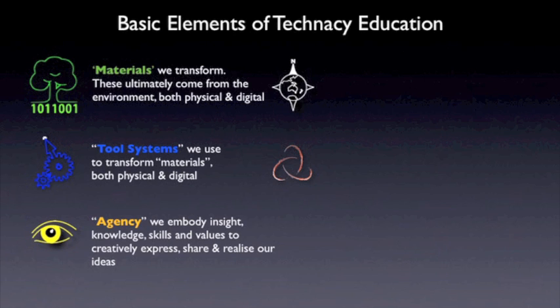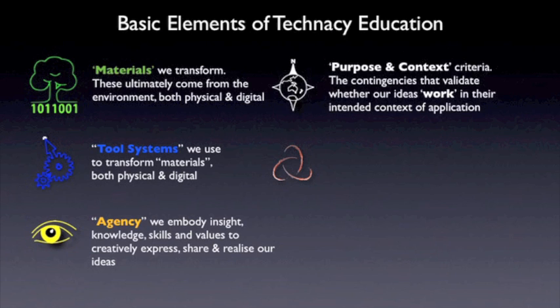And in this sense, you still need something called an agency. And since we are talking about human technological activity, it's the human agency we'll refer to for the rest of this Technacy and Innovation chart. And humans are embodied with insight, knowledge, skills, values, much of it socially defined, to help us express creatively and share and realise our ideas.